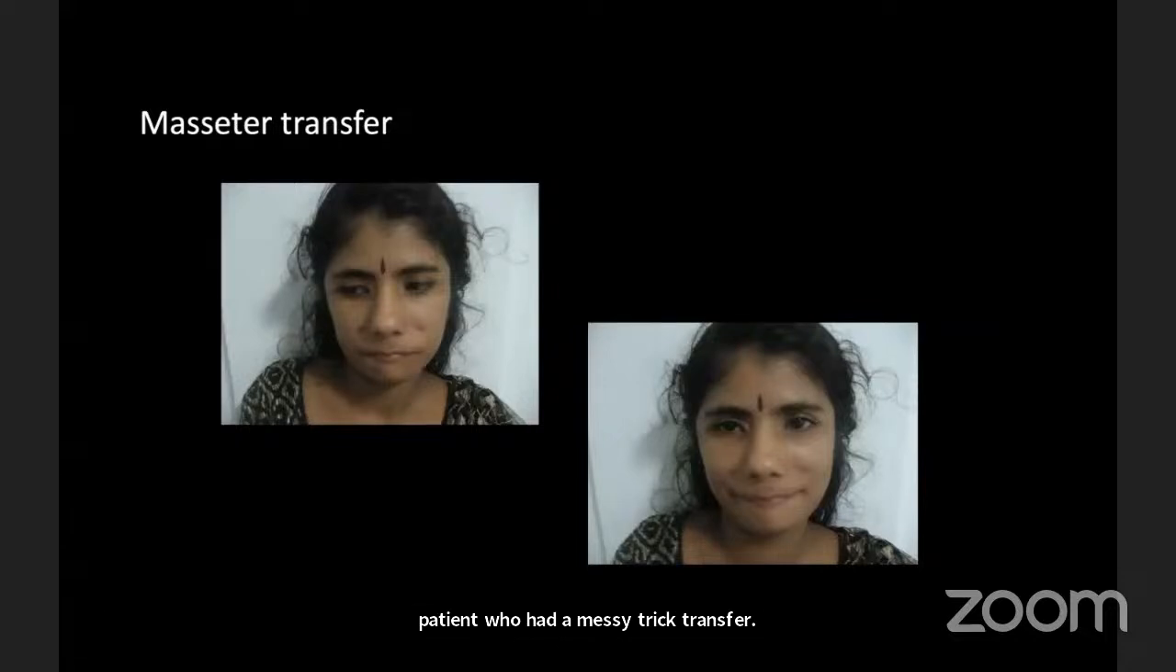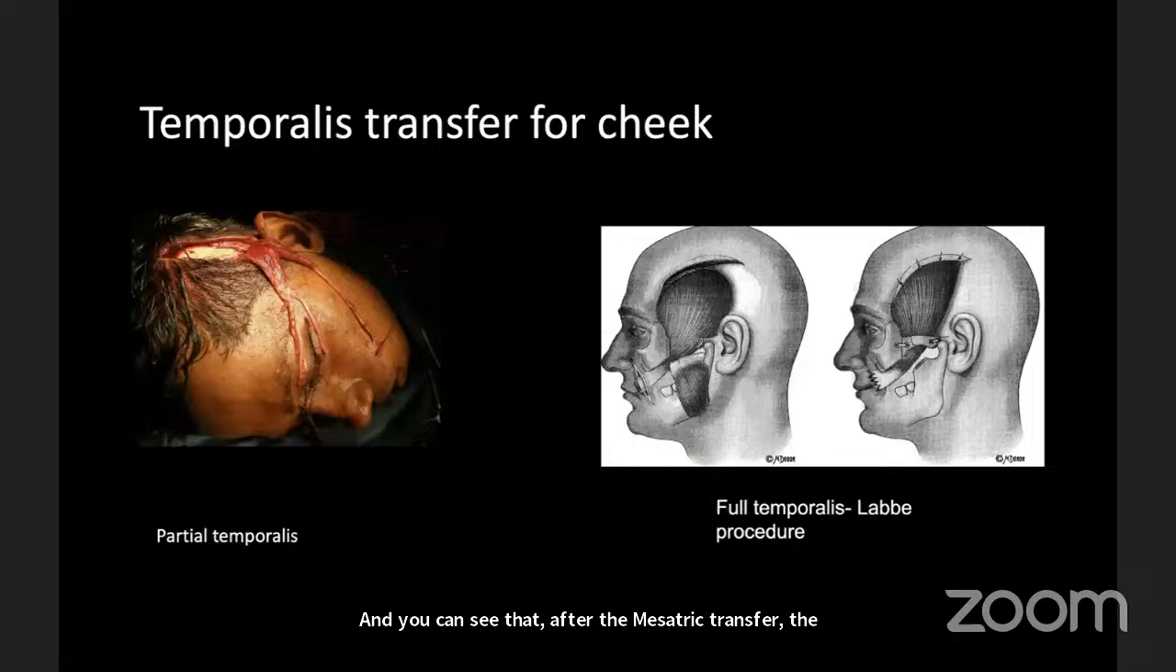This was for a hemifacial microsomia. And you can see that after the mesenteric transfer, the patient has good excursion of the angle of mouth. Now, the temporalis transfer is a very funny thing.